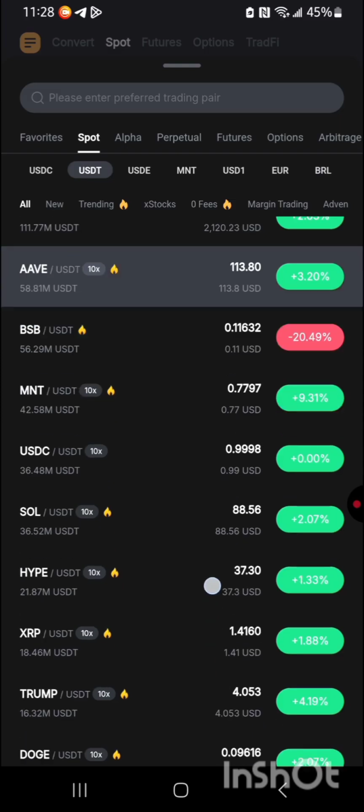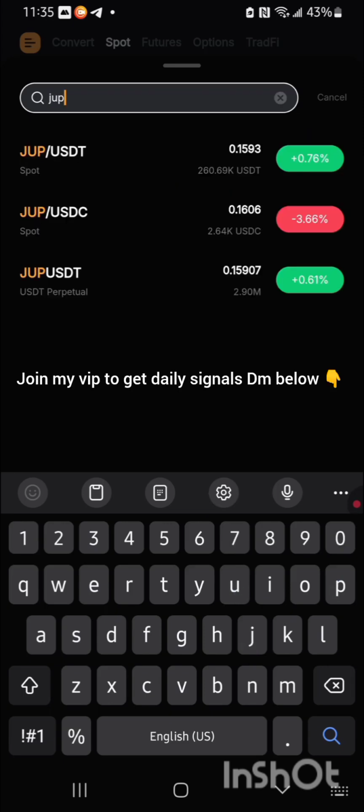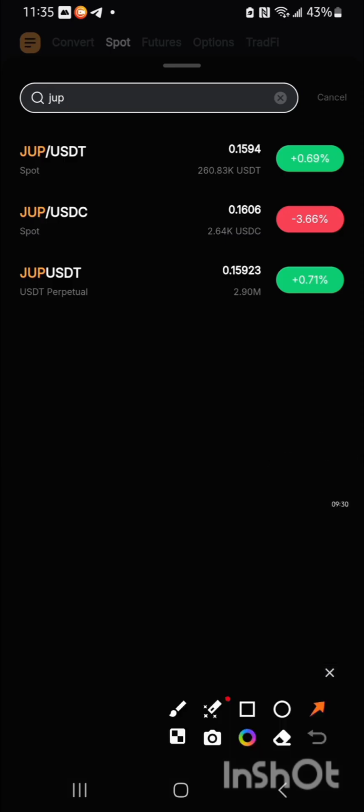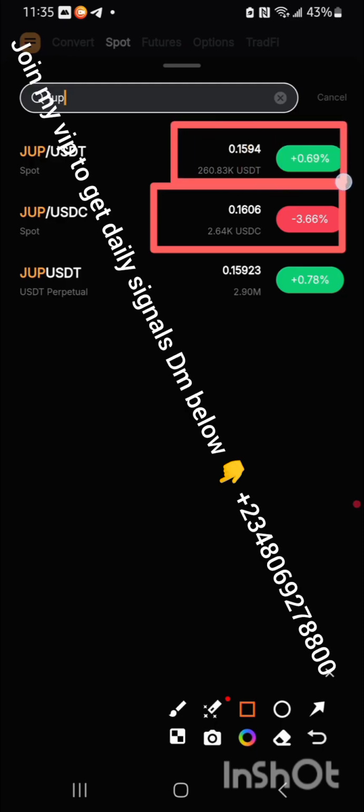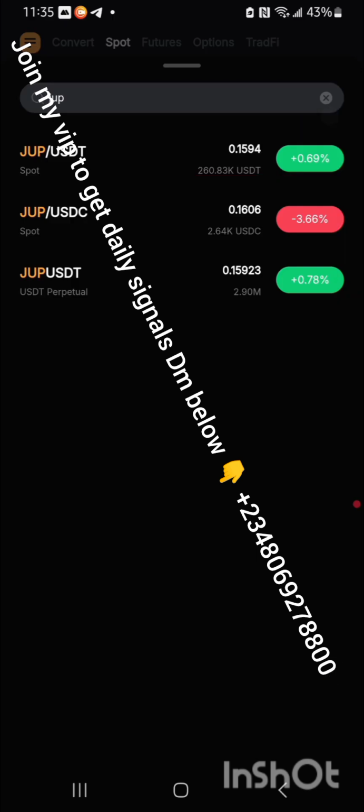Let's go for this one called JUP. So JUP, as you can see, this one is at 0.1606. Pay attention to this. That's why I love Bybit so much. Bybit gives you the opportunity pretty much instantly. So this one is 0.1594 and this one is at 0.1606. That practically means we'll be buying with USDT, then we sell it on USDC and return that profit. Let us do that real quick.